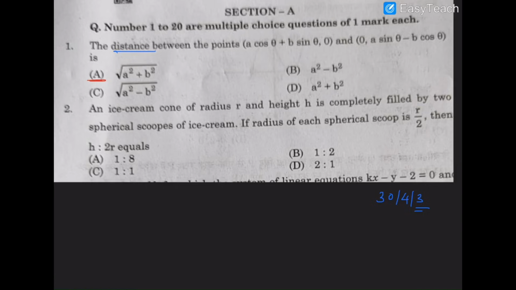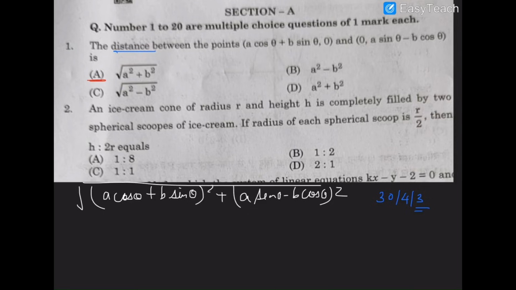So when you square this term, (a cos theta plus b sin theta) whole square plus (a sin theta minus b cos theta) whole square, and under root you will get root of a square plus b square. So the first option, A, is the correct answer.